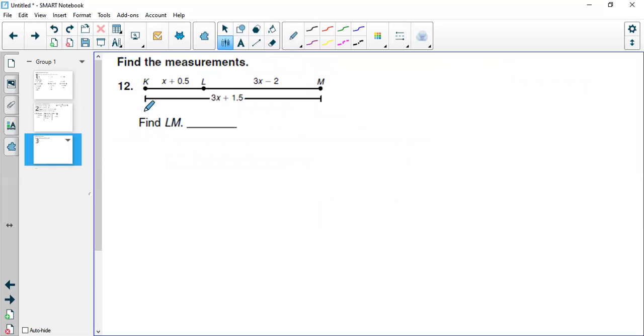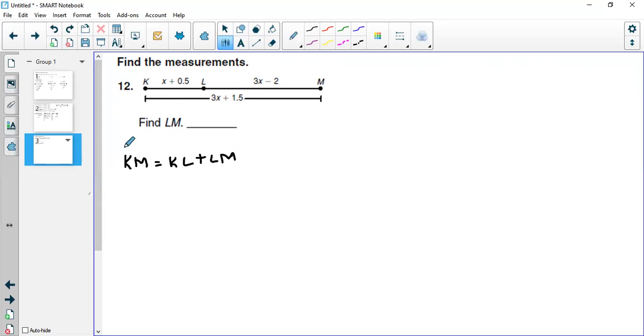Okay, question number 12. Now it's again, they have given you the figure. So you have to start by writing the equation first, as you have to find the value of x, right? They asked you to find the length of LM. So to find the length of LM, we need to find the value of x. So to find the value of x, we need to write the equation. So KM, that's the whole length, is equal to KL plus LM.